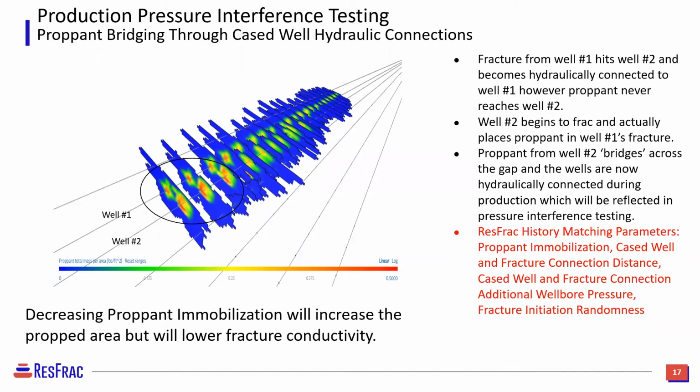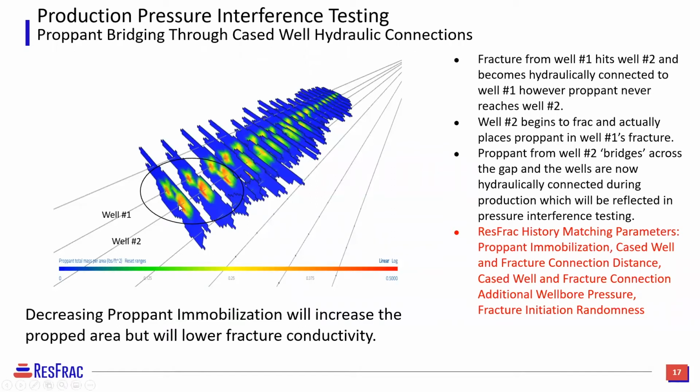to well number 1. However, the proppant never actually reached well number 2. You actually see a fracture where that happened. This is well number 1 here. That proppant didn't get all the way over there, so we don't have a connection except for we frac hit the well. Well number 2 begins to frac and actually places proppant in well number 1's fracture.